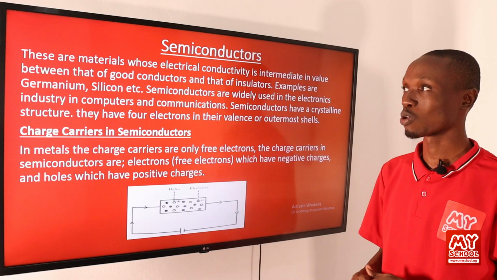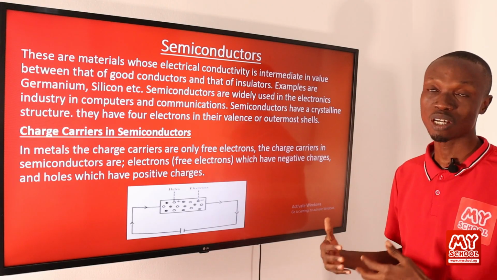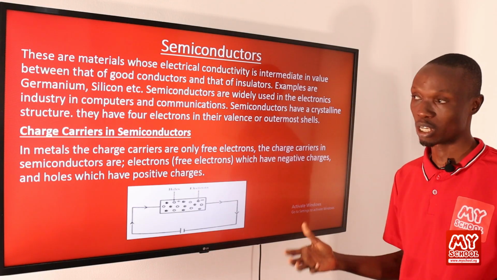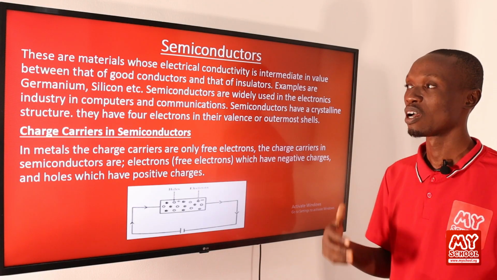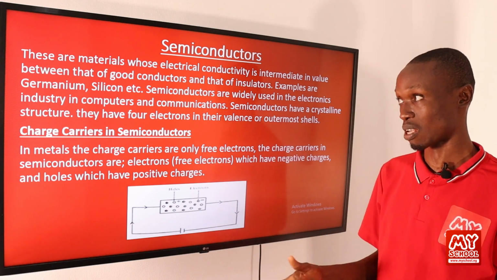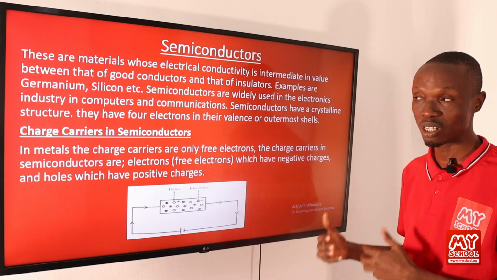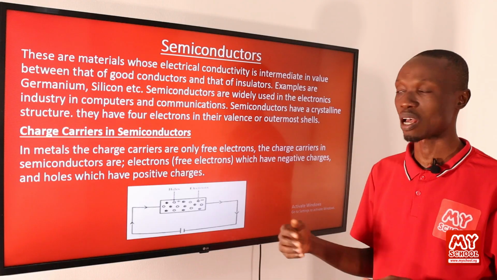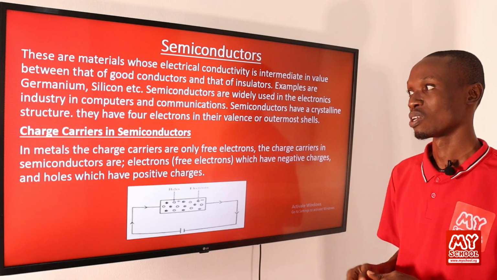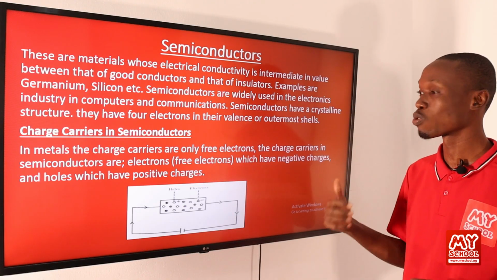Semiconductors are materials whose electrical conductivity is intermediate in value between that of good conductors and that of insulators. Some examples are germanium, silicon, etc. Of course, these two are the most common examples. Semiconductors are widely used in the electronics industry, in computers and communications. Semiconductors have a crystal structure. They have 4 electrons in their valence or outermost shell.